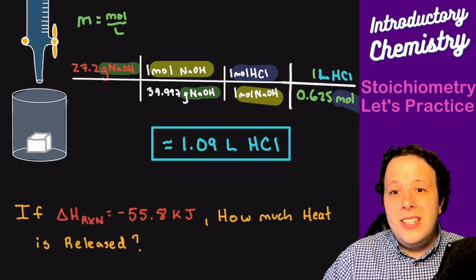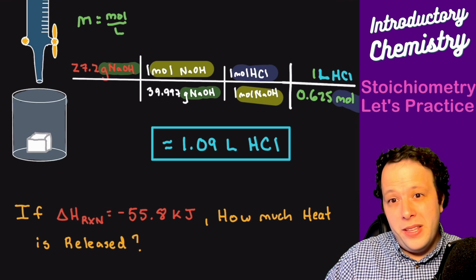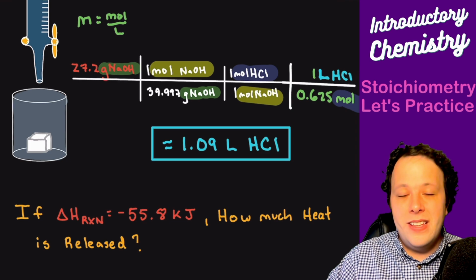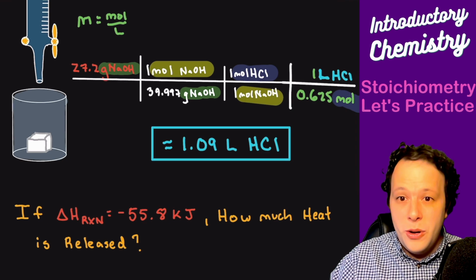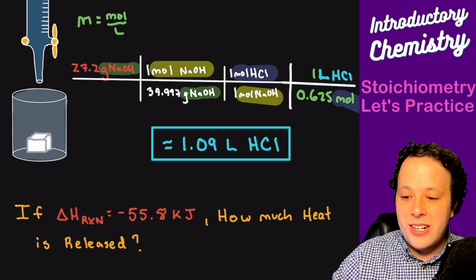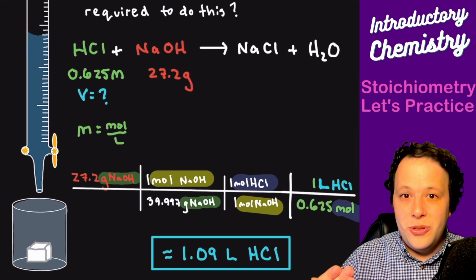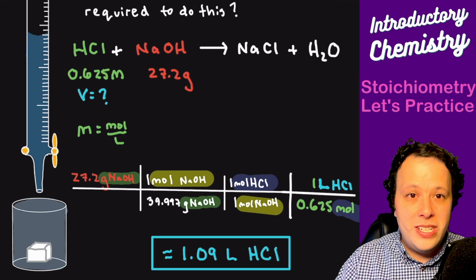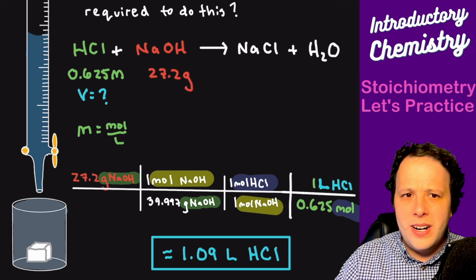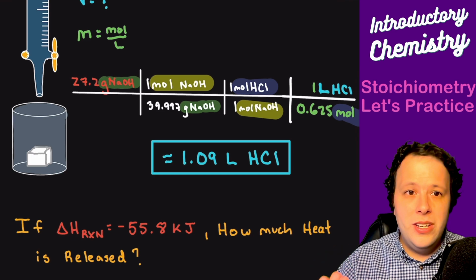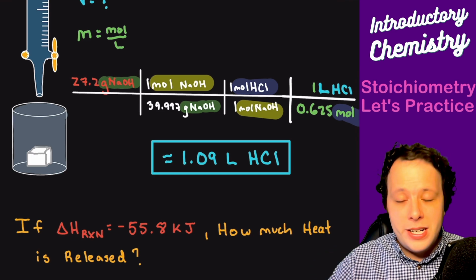So you have 2 options of where to start with here. The goal is when you have delta H of the reaction, this is equivalent to the coefficients in the reaction. So meaning that negative 55.8 kilojoules is equivalent to 1 mole of HCl or 1 mole of sodium hydroxide. So should you start with the liters of HCl or the grams of sodium hydroxide?